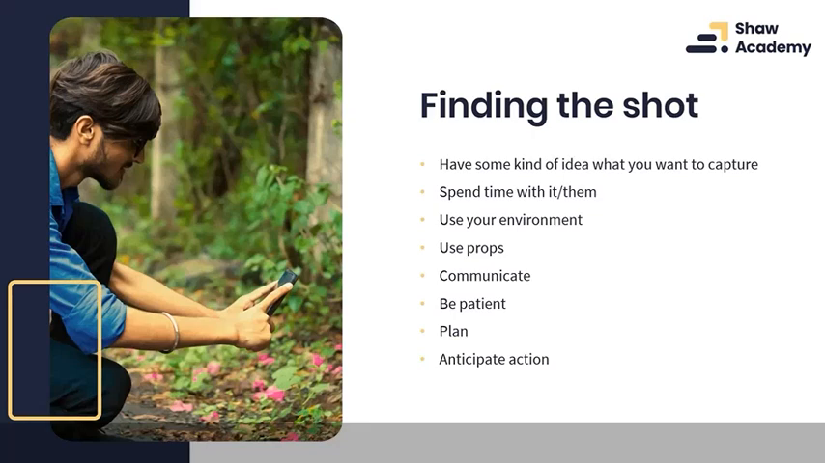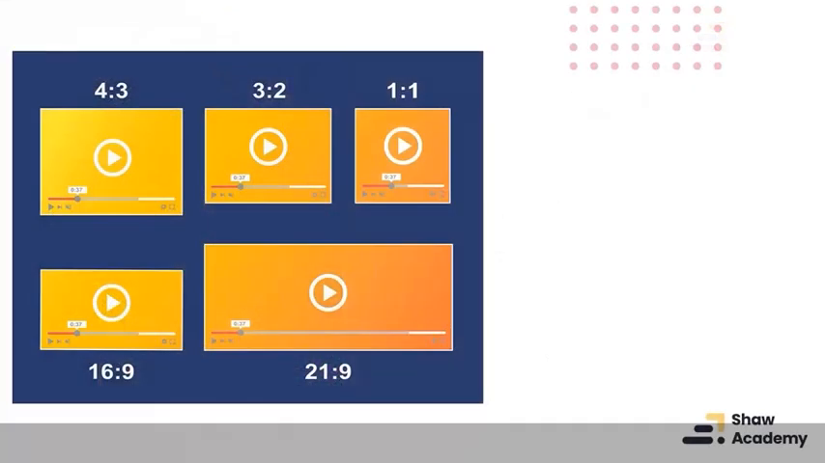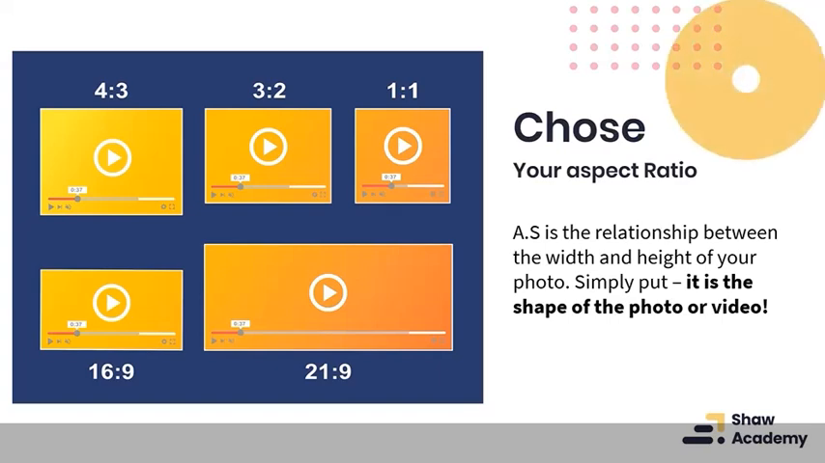Final thing then, just before we have a look at the different compositional techniques, is to remember to choose your aspect ratio. We spoke about aspect ratio in lesson number 2. These are the key ones, the main ones really when it comes to video. 4:3, 16:9 is our standard one.